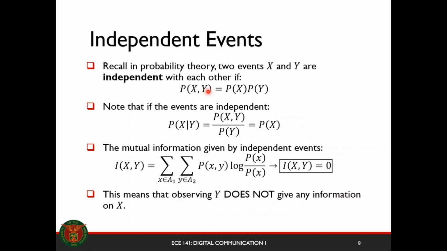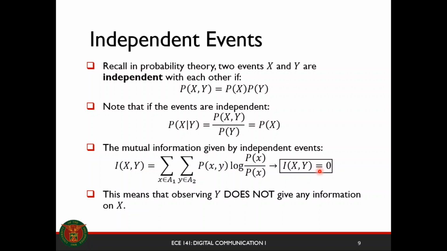So let's look at independent events. Recalling probability theory, if two events are independent, then their joint probability will just be equal to the product of their probabilities. Since these events are independent, their a posteriori probability, or the probability of x given y, will now be equal to p of x. So if you substitute this, we get p of x. That means the mutual information given by these independent events becomes zero.